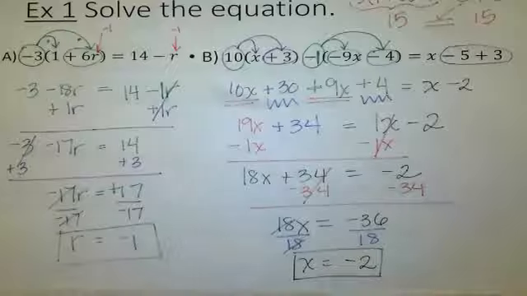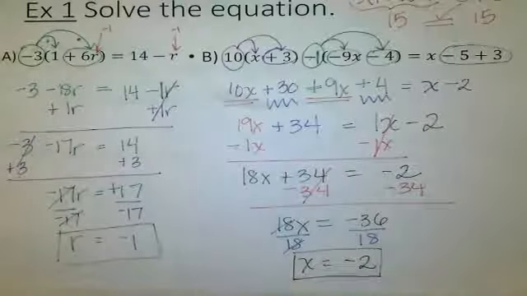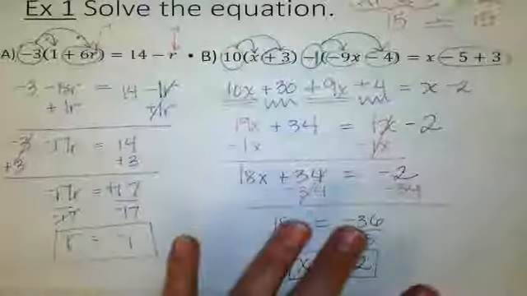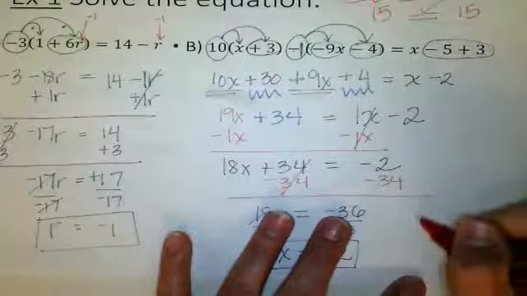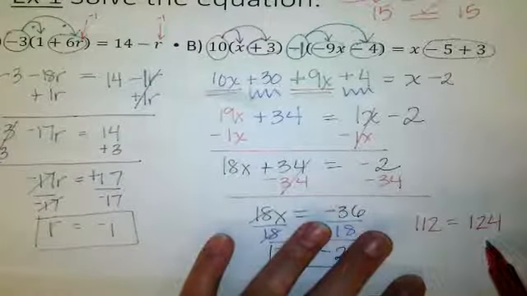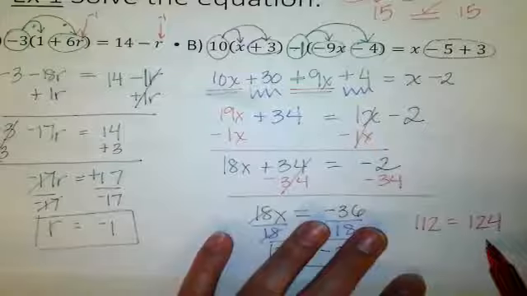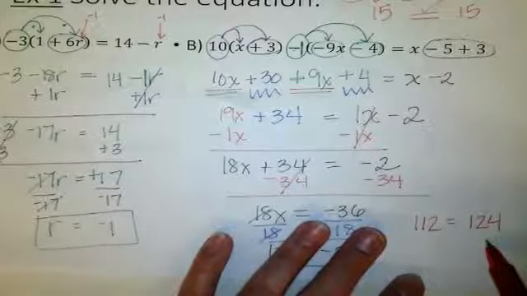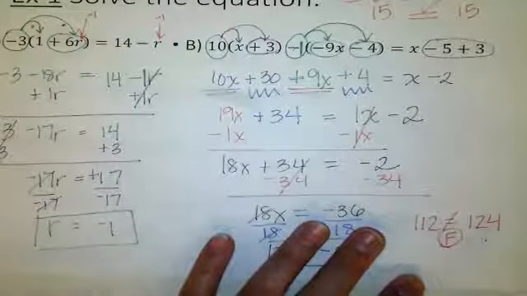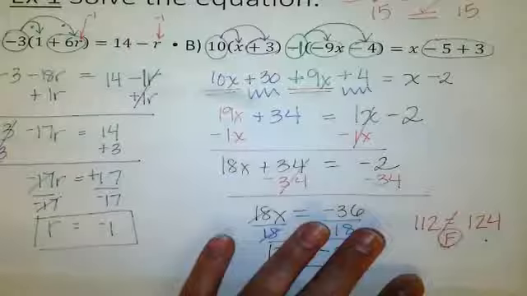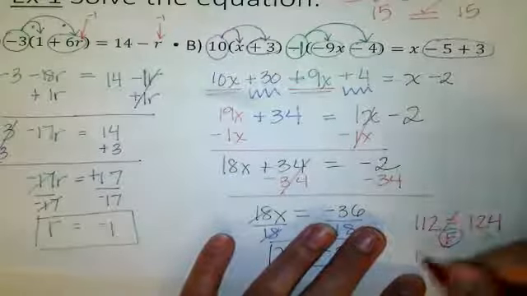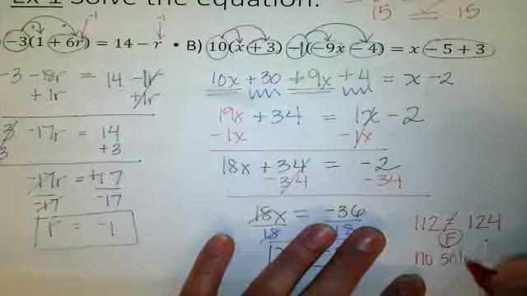There is also a possibility that maybe your variables cancel themselves out. And so you're left with an equation where your variables no longer exist and you've got like 112 is equal to 124. Does 112 ever equal 124? No, not on planet Earth. This is a false statement. It is not possible. So when those variables cancel themselves out and you no longer have an x, a y, or an r or z, and you end up with a false statement, that means there is no possible solution.